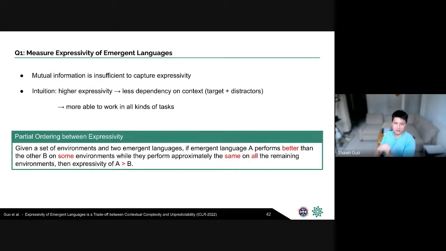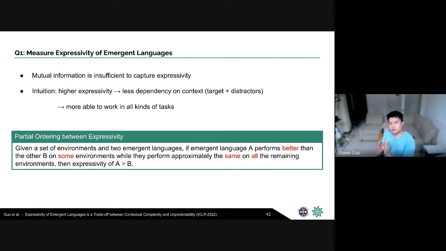An intuitive answer to the first question could be mutual information. But unfortunately, in our work, we showed that mutual information is actually insufficient to capture this ability of working across environments. Instead, we follow an intuition from linguistics: if a language is more expressive, then its interpretation should be less dependent on the context, and it should be more able to work in all kinds of tasks. And by the way, the context in this work is defined as the target plus the distractors.